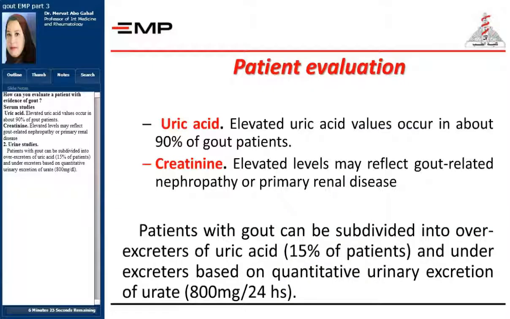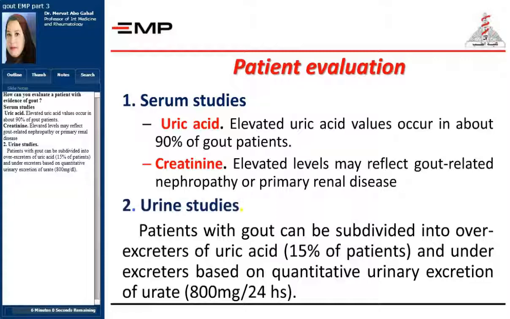How can we evaluate a patient with evidence of gout? At first, by doing serum studies, which include measurement of serum uric acid. Usually serum uric acid is elevated in about 90% of gouty patients. Measurement of serum creatinine, which may be elevated. This may reflect gout-related nephropathy or primary renal disease.